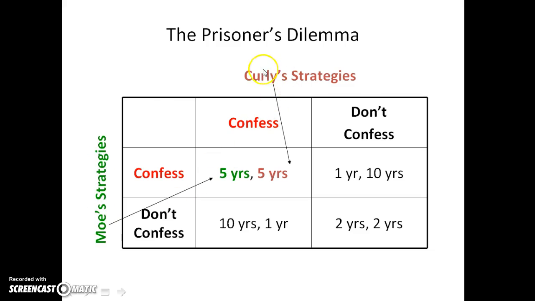Mo is on the left, Curly is up top, and we have two strategies, confess or don't confess, right? They each can either confess or not confess. And I'm going to color code here so you can see that the outcome on the left is always going to correspond to the person on the left, and the outcome on the right is going to correspond to the person on the top. So in the first box, if they both confess, Mo gets 5 years, Curly gets 5 years.